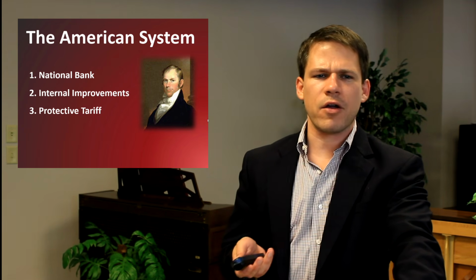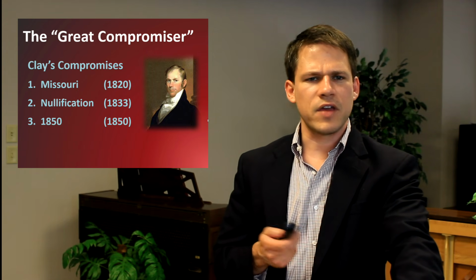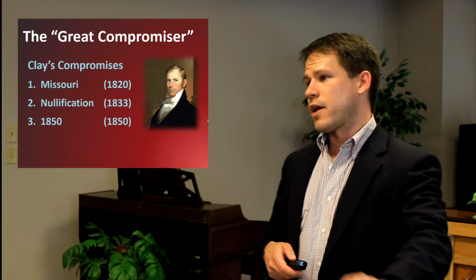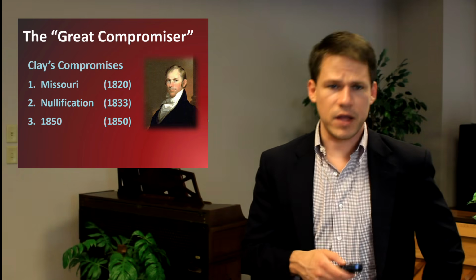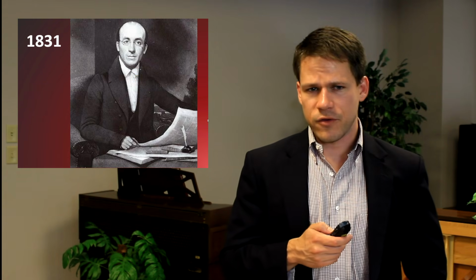All right, so the American system again: National Bank, Internal Improvements, Protective Tariff. And keep in mind, we've got these three compromises. All right, so Missouri, nullification, and then later we'll get to the Compromise of 1850. So these are the activities of the Great Compromiser.